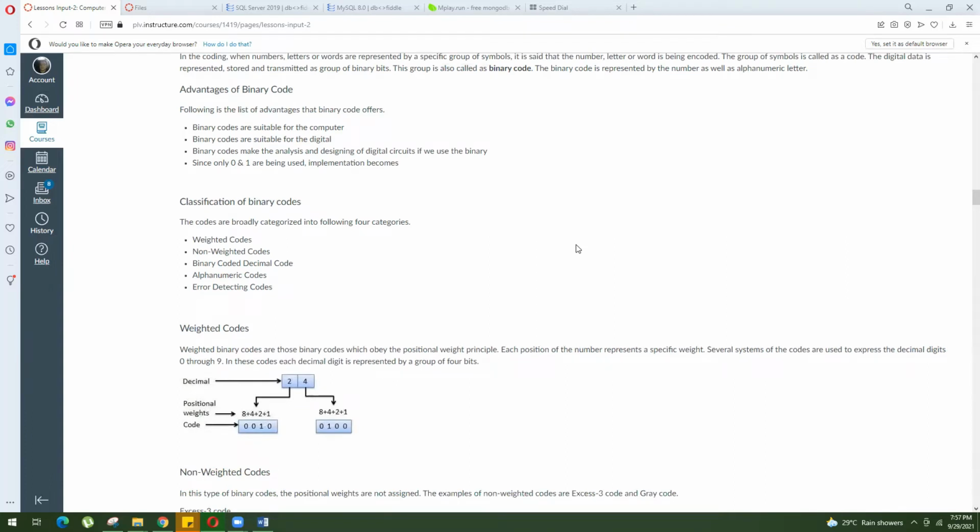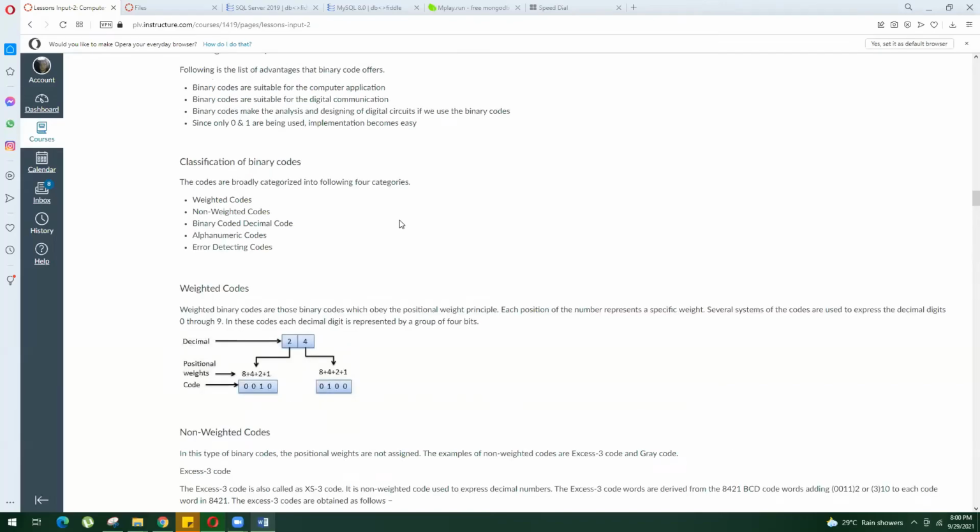What are the advantages of binary code? Following are the advantages. They are suitable for computers and for digital communication. They make the analysis and designing of digital circuits easier if we use binary. Since only zeros and ones are being used, implementation becomes simplified. Classification of binary codes: the codes are broadly categorized into the following four categories. Actually, this is five.